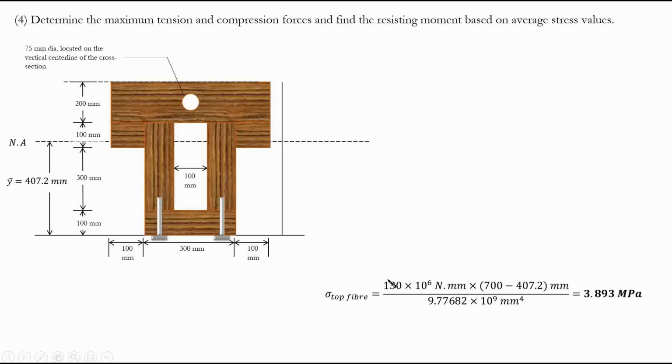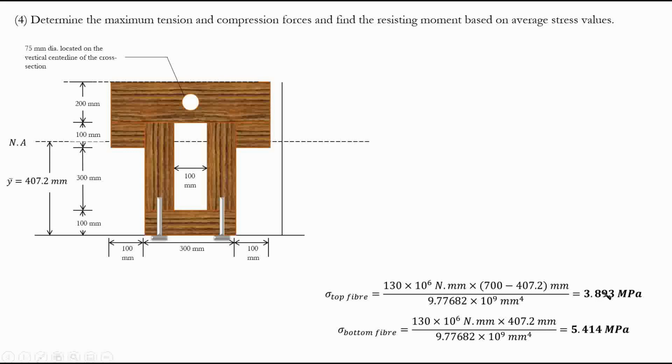Sigma top fiber, how do we do it? Here, 130 times, exactly the same thing we did on the previous page for the circular layer. The moment is the same, the moment of inertia is the same. The only difference is y, which is again the distance from the neutral axis to the top fiber. It's going to be 700, the whole thing, minus 407.2. Simple as that, and this is the number. For the bottom fiber, we have this moment, this y, and this moment of inertia. Again, this y is the distance from the neutral axis to the bottom fiber. So these are our stress values.